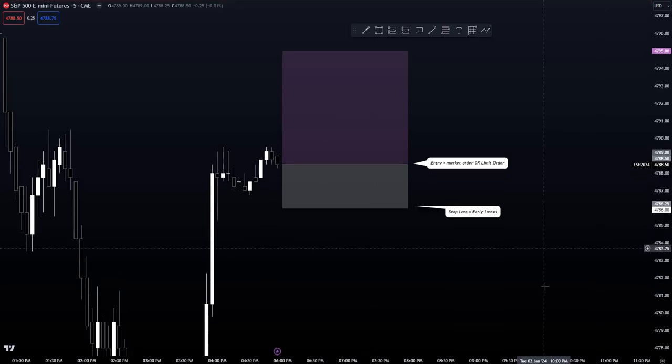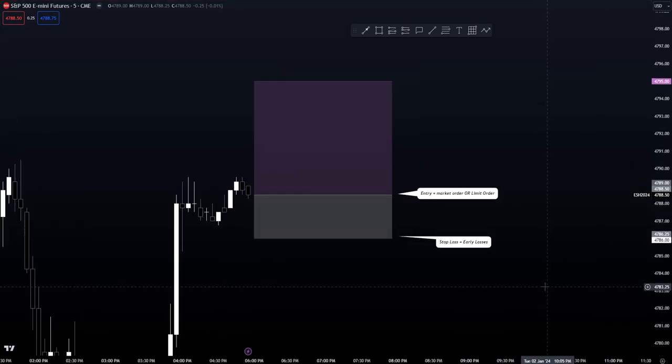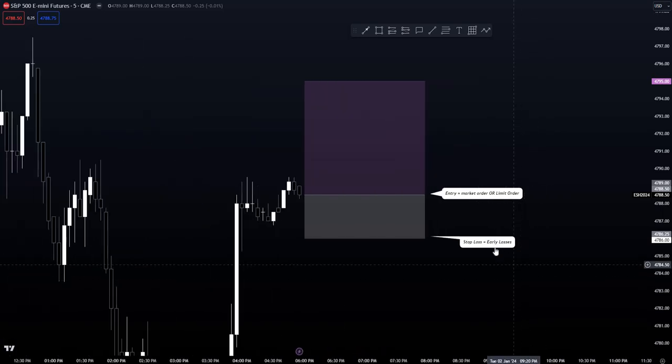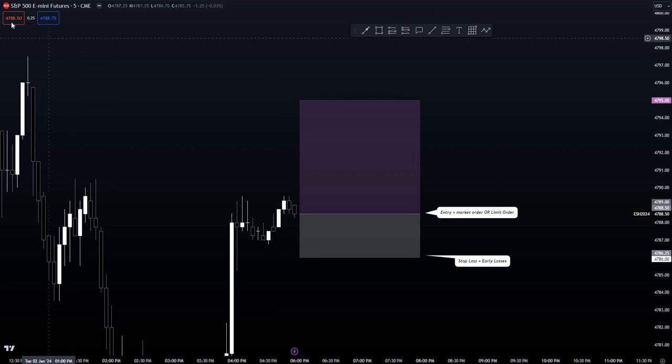This is not investing. This is day trading. Investing is a totally different thing. So this is day trading. So again, stop loss, cut your losses early basically. Entry point, you have a market order and a limit order. Market order here, limit order, you set price points.